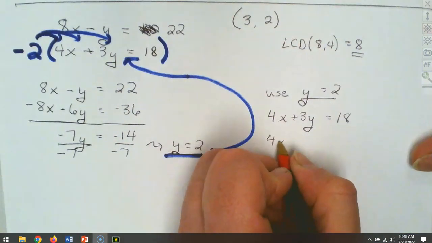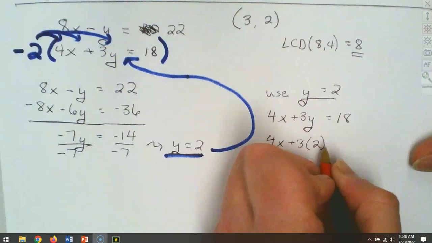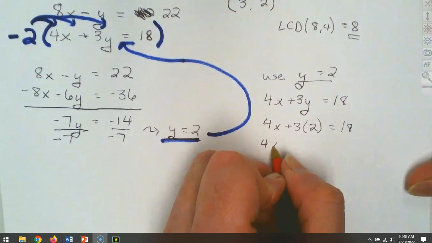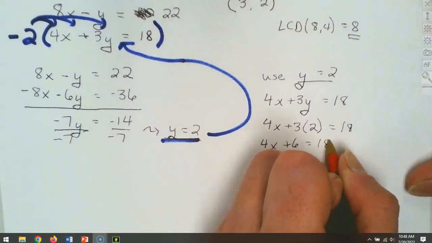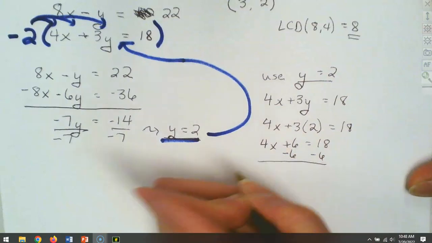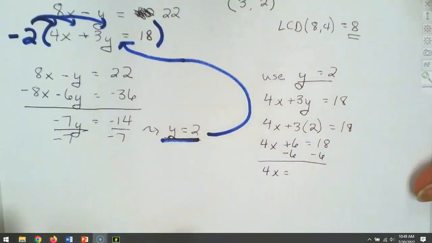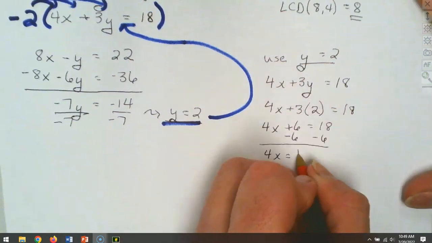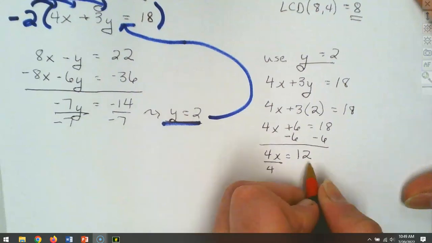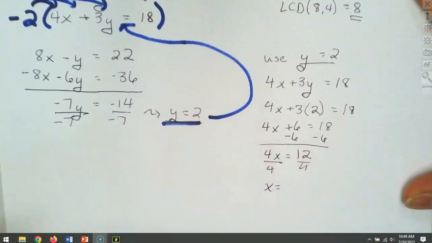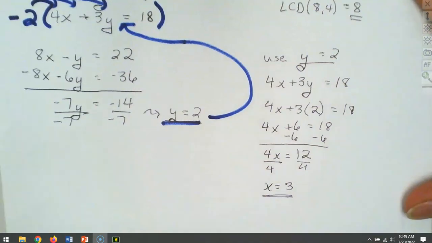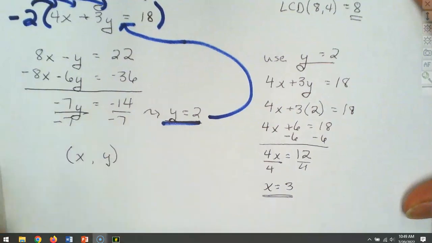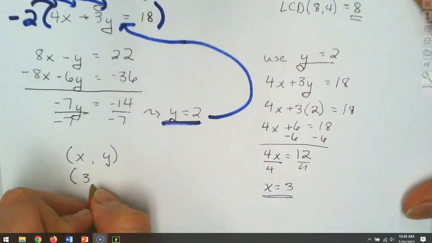So plug in your 2. And 3 times 2 makes it then a 6. Move that 6 over. And so 4x equals now, when we subtract, it looks like 4x equals 12. We'll divide by our 4, and now we've got it, because x is now going to equal what? 3. So what would our answer be as an ordered pair? Ordered pairs go x, y, remember? So our answer would be 3, 2.